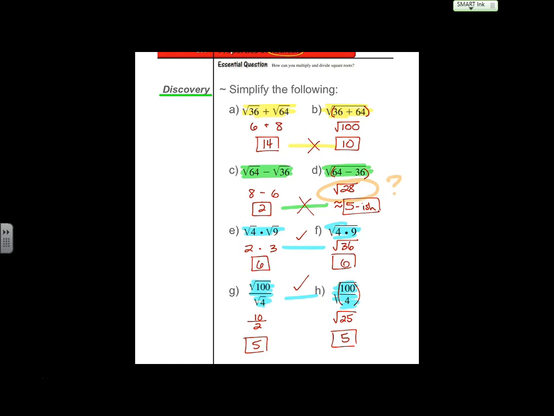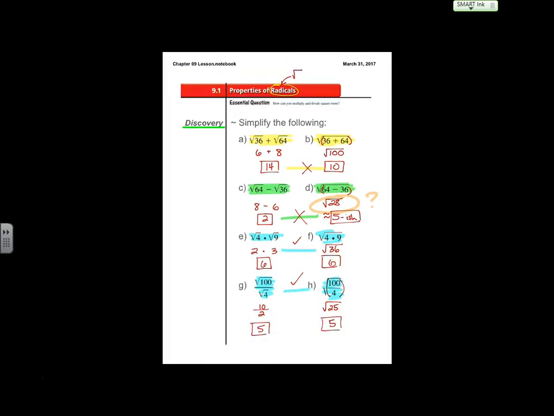So would you leave it like that? Well, there's a better way of writing it for sure. And we're going to talk about it in this section, because this section is called, you guys see it? Properties of radicals. The most common direction is simplify.